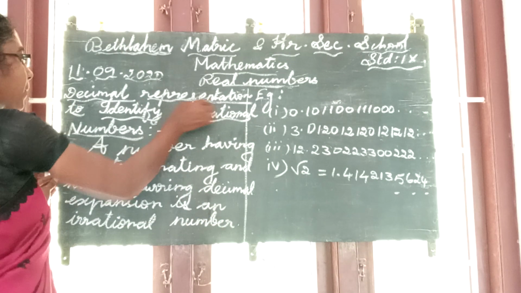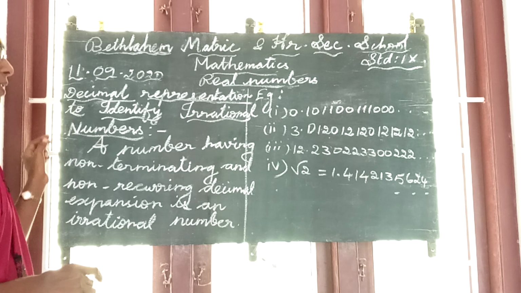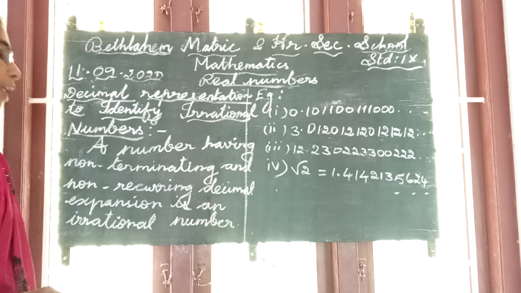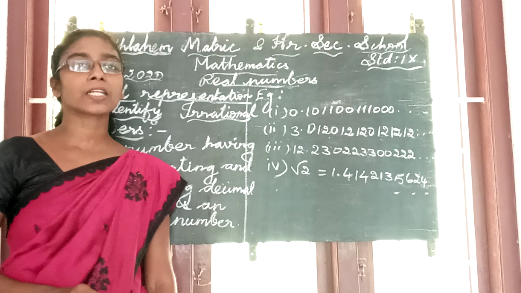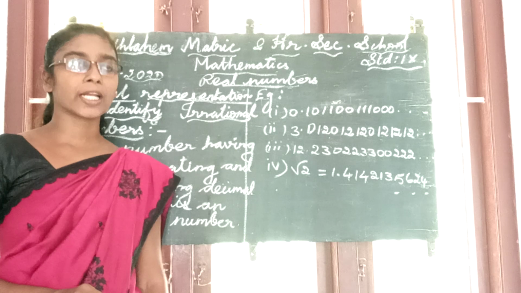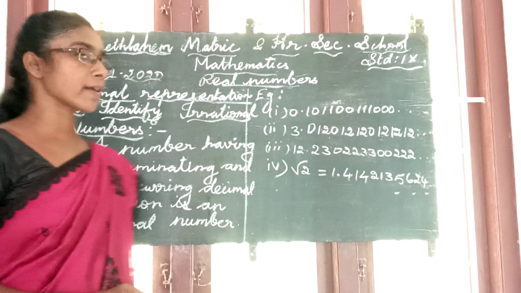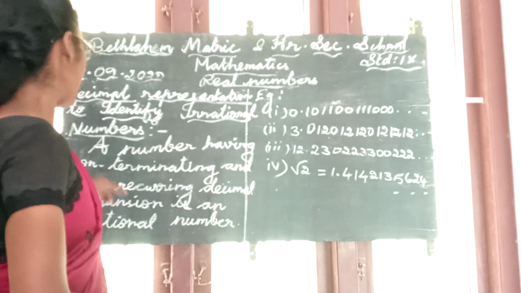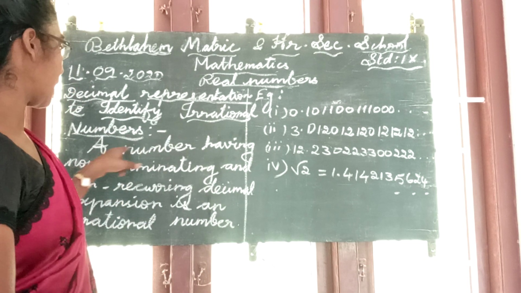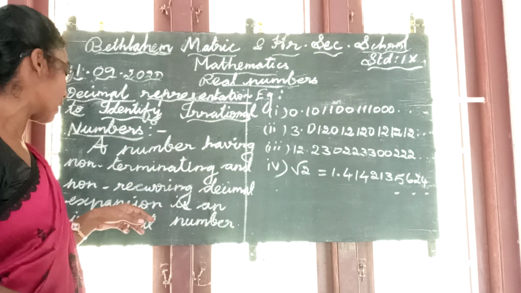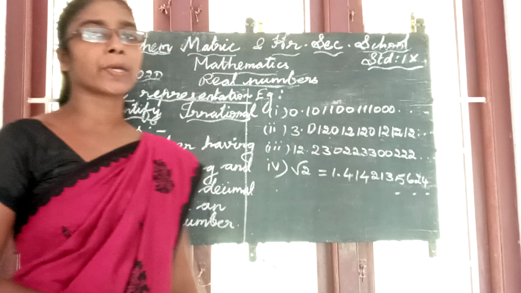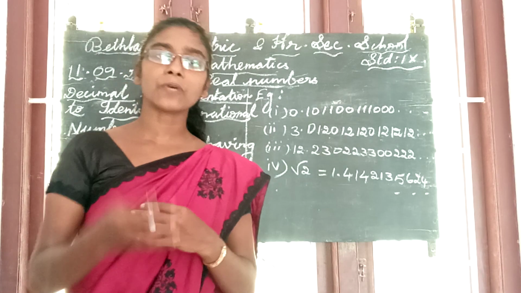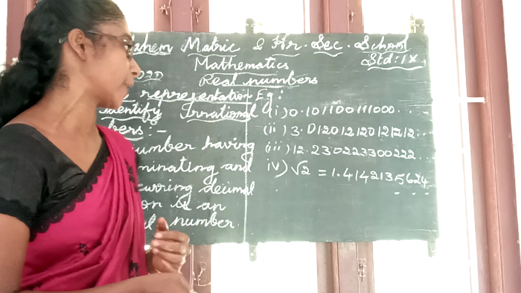Decimal representation to identify irrational numbers: a number having a non-terminating and non-recurring decimal expansion is an irrational number. Non-recurring means without repeating, that is, not repeating in order.